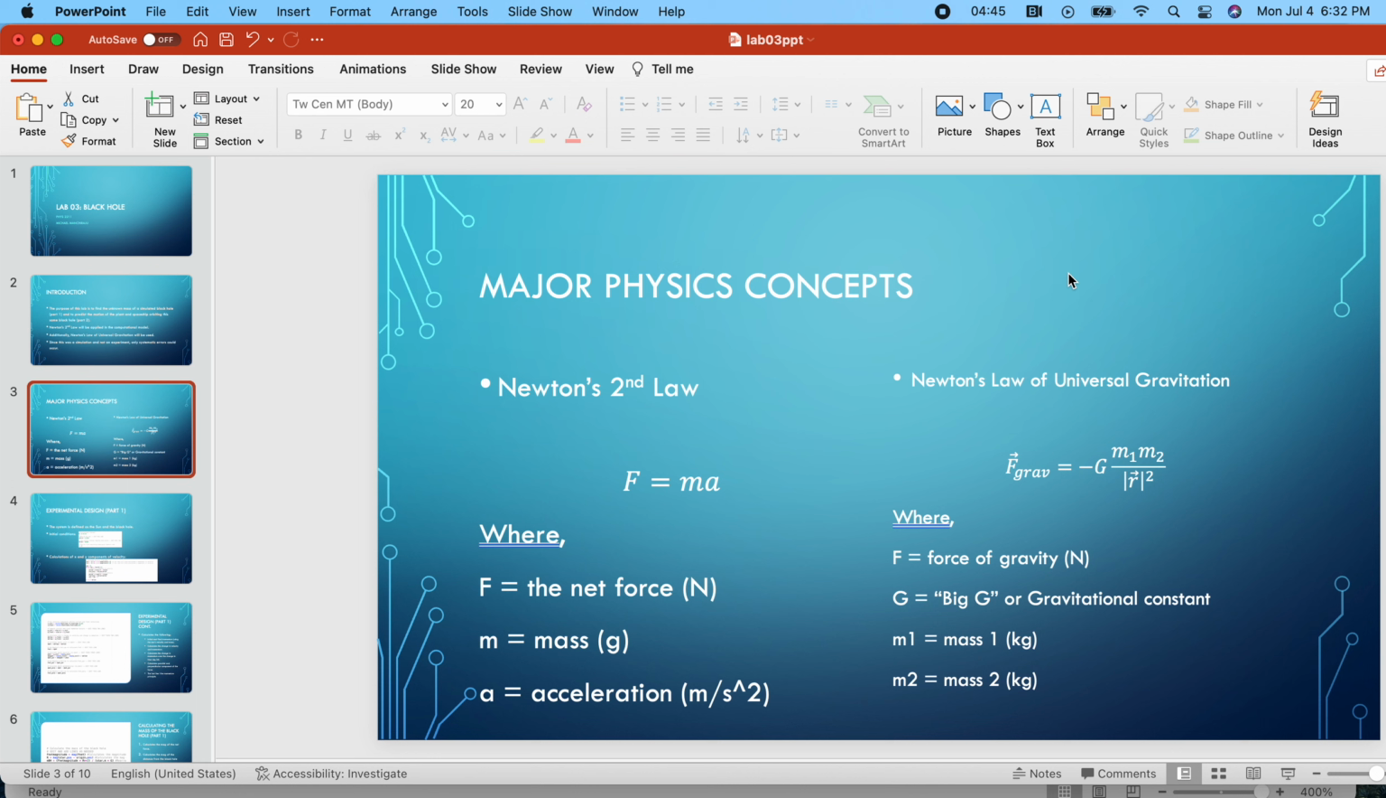So here are the major physics concepts. You have, of course, Newton's second law, which has been a theme throughout this course, F equals ma, and then you have Newton's law of universal gravitation, where F equals the force of gravity, big G is the gravitational constant, and you have mass 1 and mass 2 over r squared.